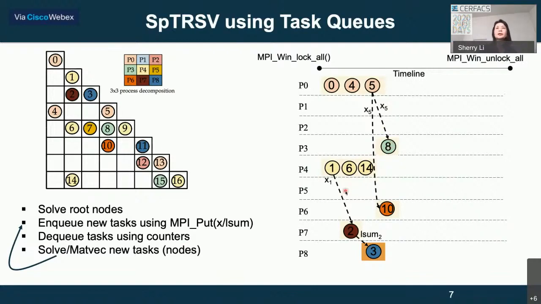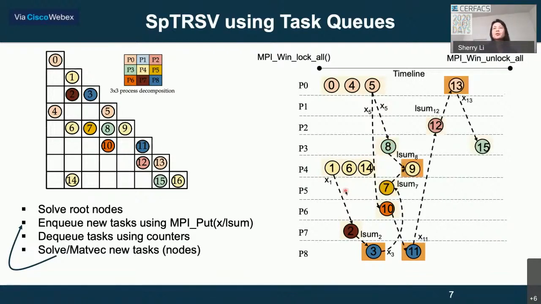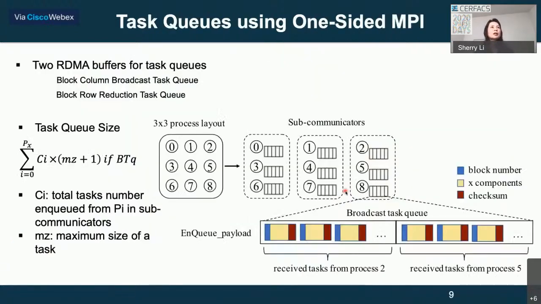All this is managed by the queue. So that's the animation of this process for this small matrix. That's the timeline. So the implementation here is just to use 2 queues. One is the block column broadcast task queue. The other one is a block row reduction queue, which accumulates all the sums.